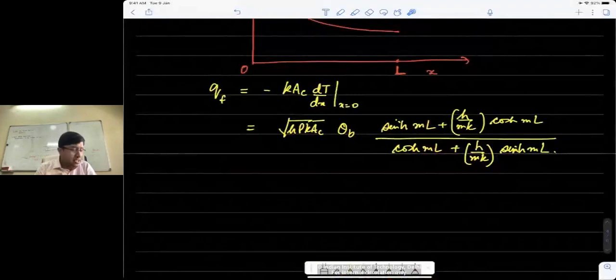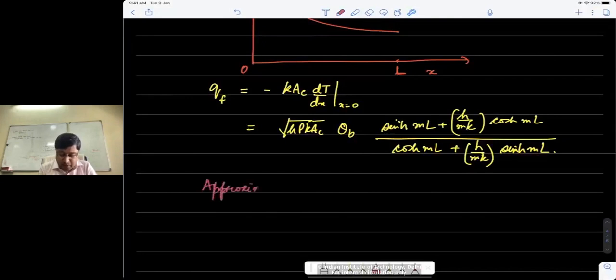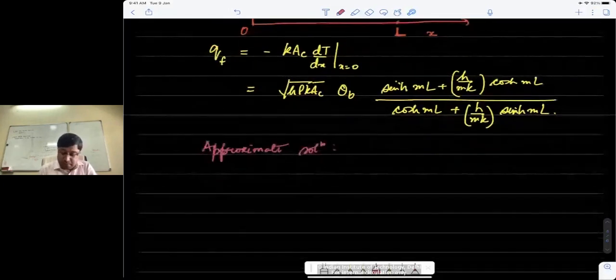And so what is typically done is, instead of calculating so many numbers and substituting again and again and getting this number, an approximate method is used to calculate heat transfer rate in the case of this convection boundary condition. Okay, so we use an approximate solution for the heat transfer, and this approximate solution is based on using the result from the insulated tip case.